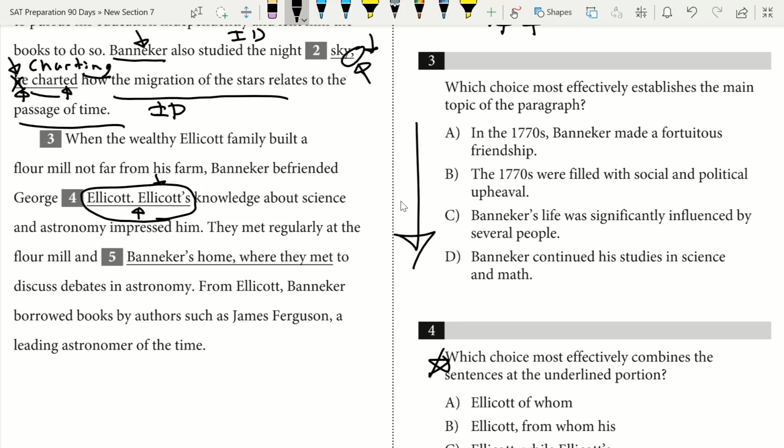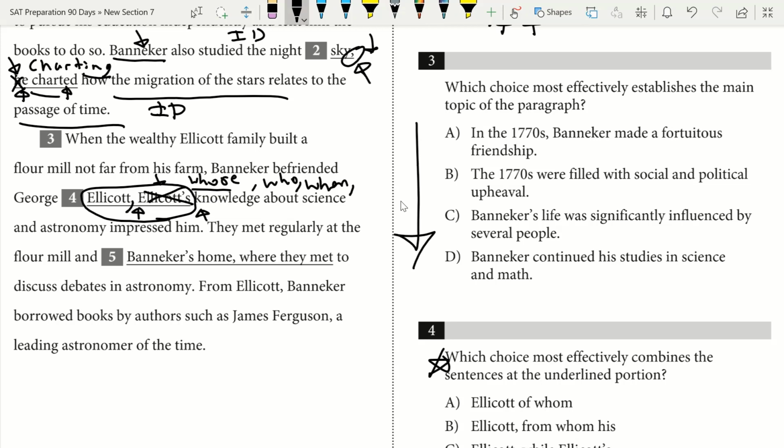He befriended George Ellicott. Okay, I want to get rid of this, put a comma here, and I want to say whose knowledge. Okay, that's the other thing I want to look for. Whenever we have a situation like that, a lot of times I'm looking to use whose, who, or when, or sometimes how, not usually how though. Usually it's who, when, or whose, something like that. Because usually it's the name of someone or a subject.